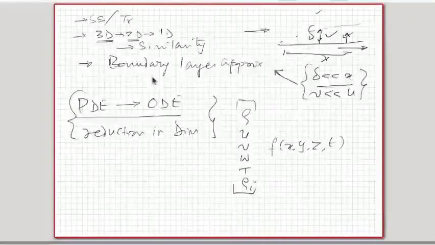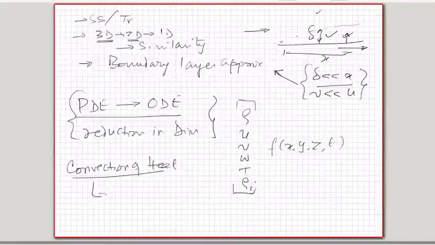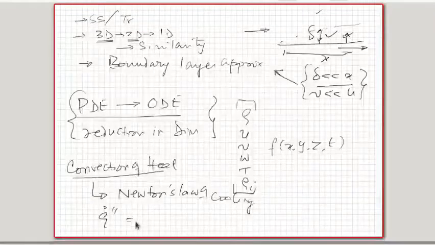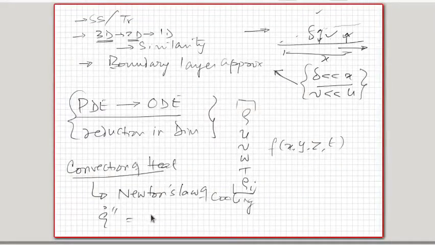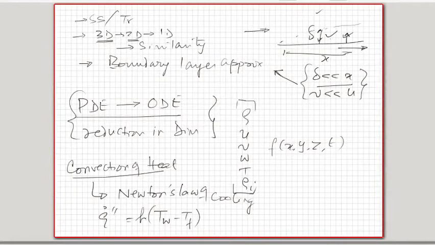So we again go back to the fundamental expressions that we started with. The convection of heat usually is represented using Newton's law of cooling, which says that the heat flux due to convection, that is the heat transfer per unit area, is going to be proportional to the temperature difference between the surface and the fluid, and the constant of proportionality is called H, which is termed as the heat transfer coefficient.